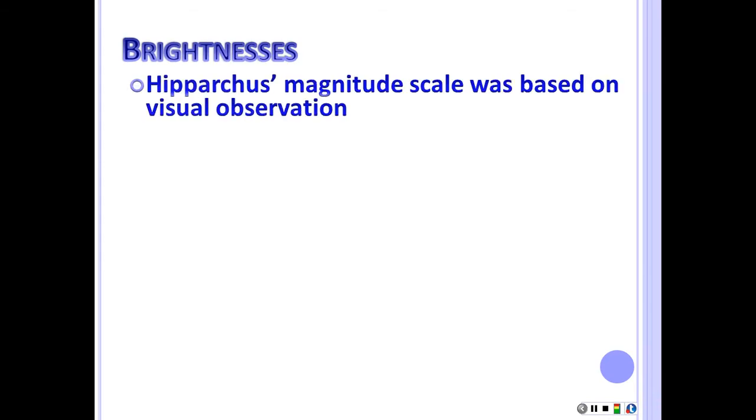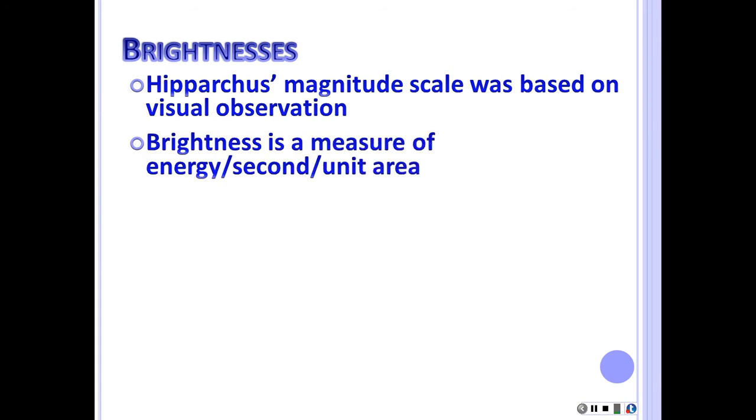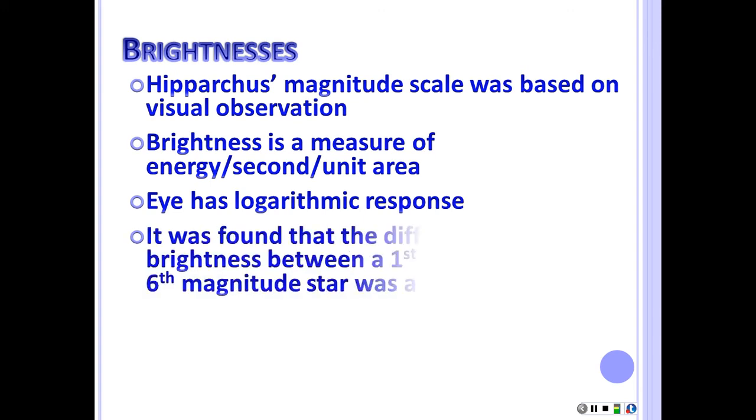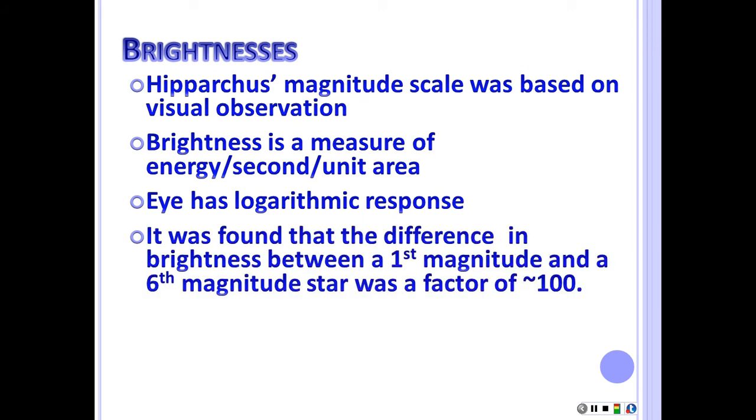Okay, so like I say, Hipparchus had this magnitude scale and it was based on his visual observations, but when we measure brightness with a real instrument, we're measuring photons per second spread over a certain area. We're actually measuring how much energy passes through a certain surface within a certain time. The eye does not behave in a linear way. It has a logarithmic response to light. And so if we actually measure the brightness from these stars, we can compare it to the eyes and do a conversion between this ancient magnitude scale and a more measurable scale.